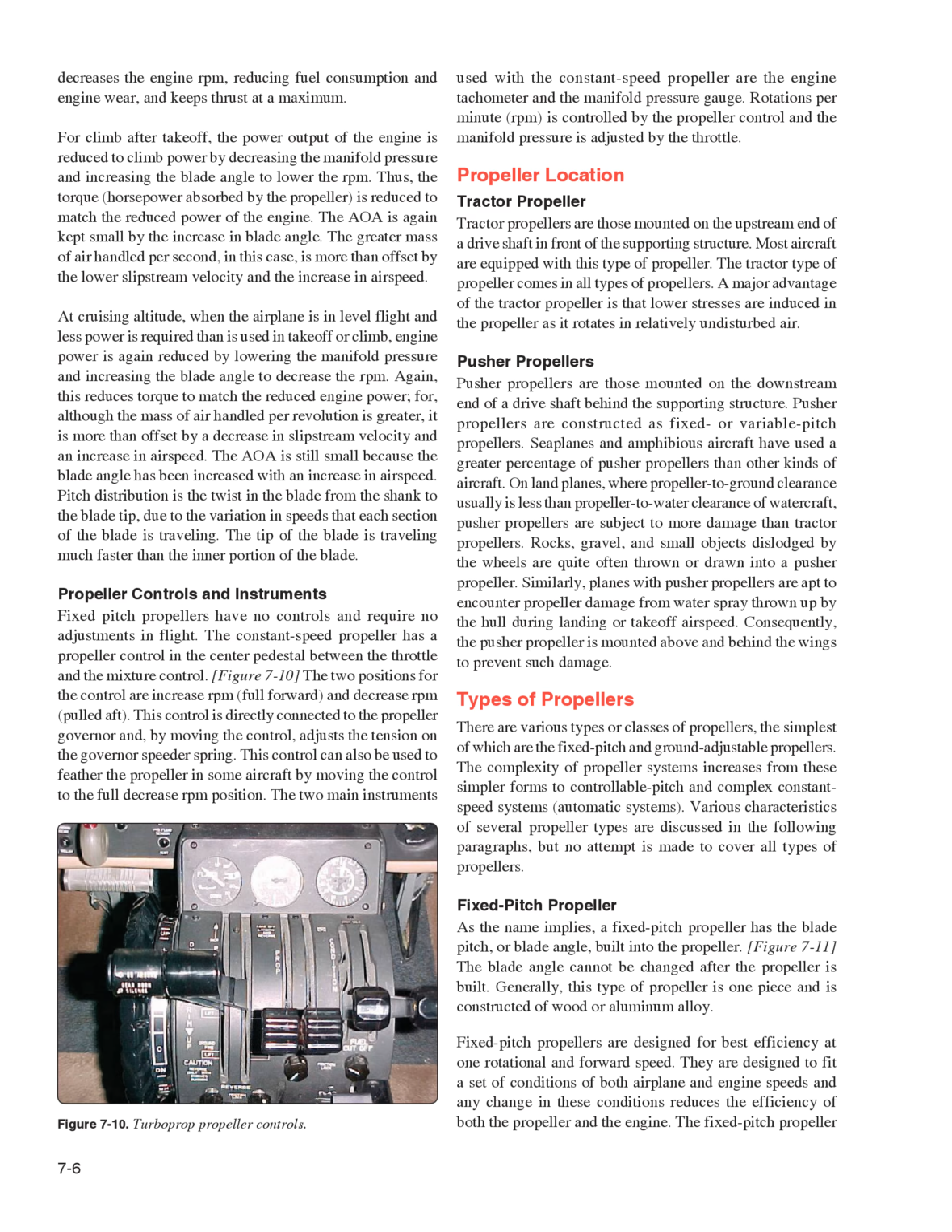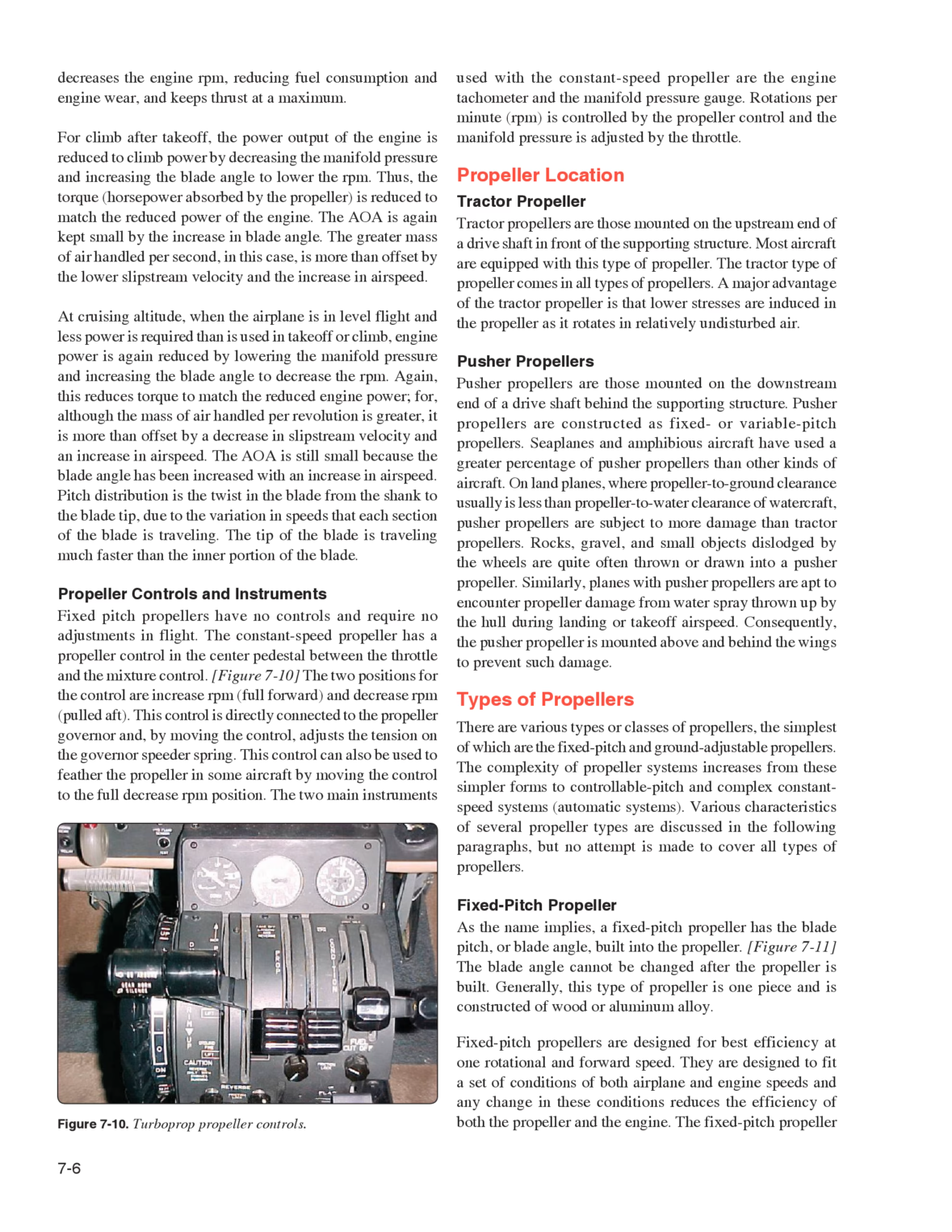Types of propellers. There are various types or classes of propellers, the simplest of which are the fixed pitch and ground adjustable propellers. The complexity of propeller systems increases from these simpler forms to controllable pitch and complex constant speed systems, automatic systems. Various characteristics of several propeller types are discussed in the following paragraphs, but no attempt is made to cover all types of propellers.